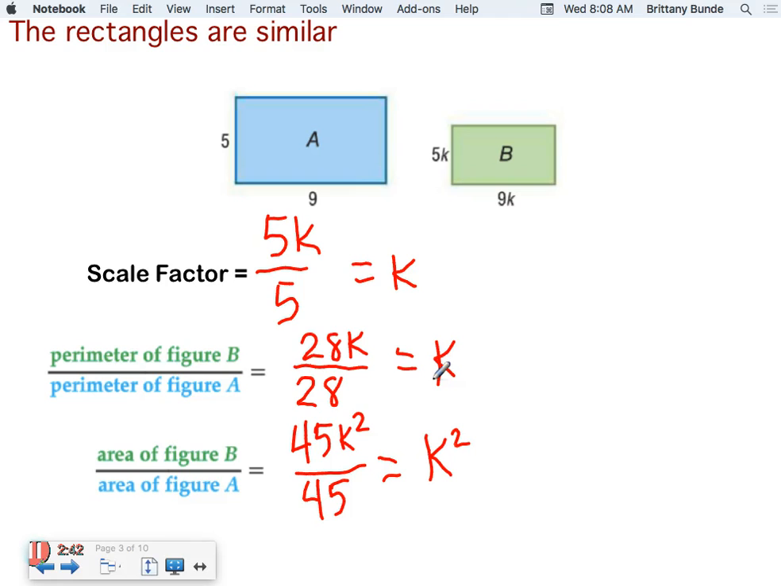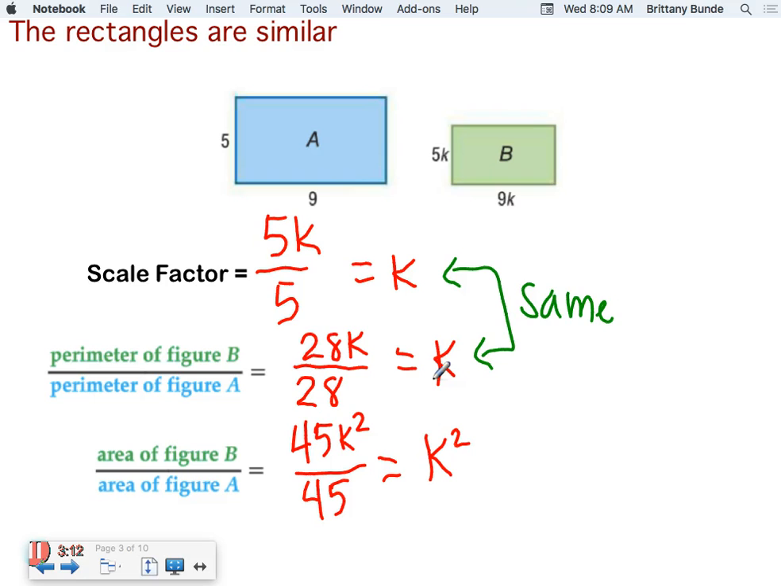So let's look for a second here. What do you notice about your scale factor and the ratio of your perimeters? They're the same, right? Yeah. These are the same. It wasn't a lot of work. What do you notice about your scale factor and the ratio of the areas? It's the same thing squared.